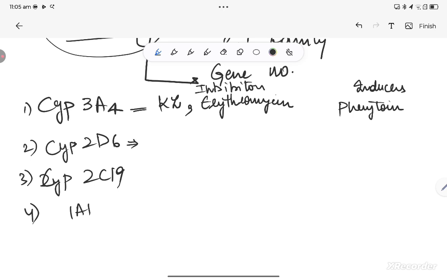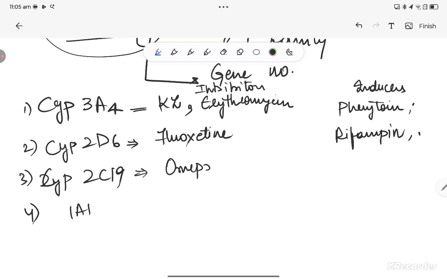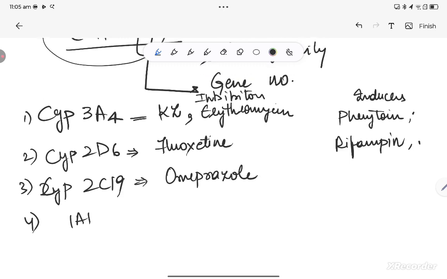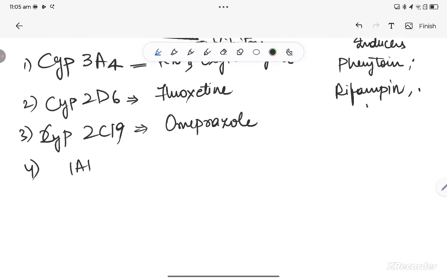Best inhibitors are the fluoxetine group of drugs, fluoxetine, paroxetine, and inducers are rifampicin. See, rifampicin is an inducer everywhere. Even your rifampicin is here, phenytoin is here. They are commonly inducers. Okay. And then the 2C19 system. It is inhibited by omeprazole. And obviously your phenytoin, rifampicin, everything comes here. And 1A1 is something you have to remember more. Why? 1A1 is inhibited by your fluvoxamine, fluoxetine and all, and is induced by smoke.